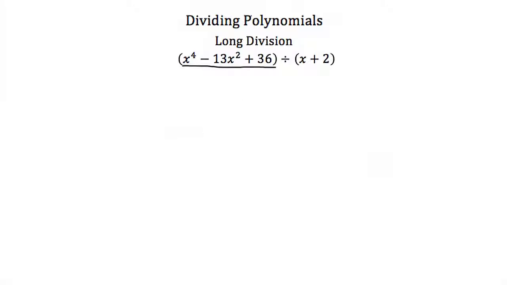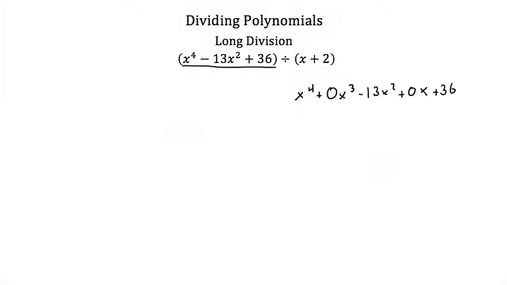So when I do this division, I'm going to write this as x to the fourth plus 0x cubed minus 13x squared plus 0x plus 36. I write them this way because with 0x cubed, anything times 0 is 0, so I'm not changing the value of my polynomial, but I need these x cubed and x terms as placeholders when I do my division. So let's see an example of this.